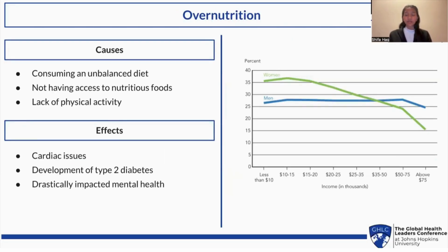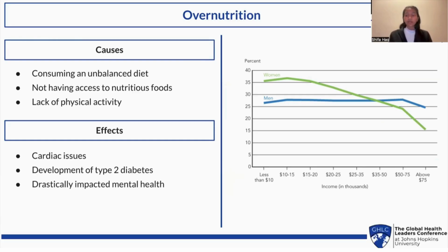Continuing the conversation of overnutrition, we can see that some other causes include consuming an unbalanced diet, not having access to nutritious foods, and lack of physical activity. I'd also like to point out that sometimes people who earn lower incomes are more likely to become overnourished due to the fact that foods that are easier to afford and cheaper are oftentimes fast foods.